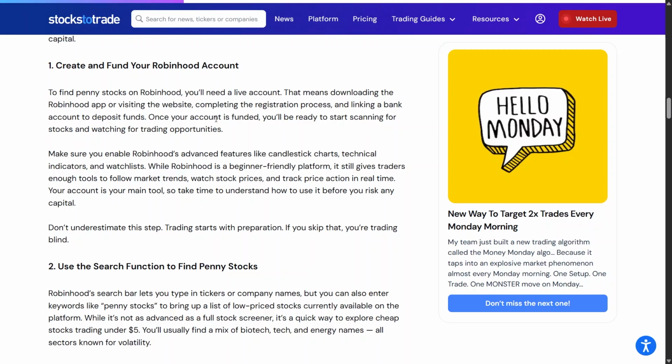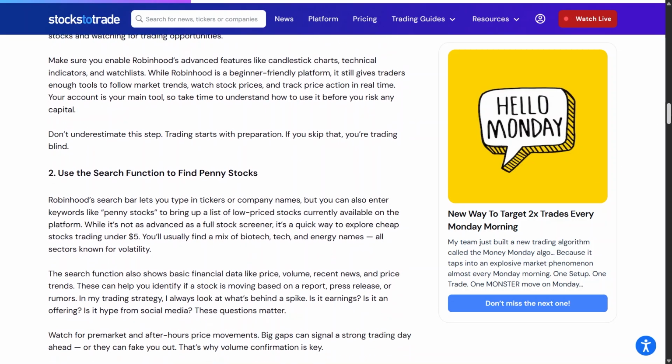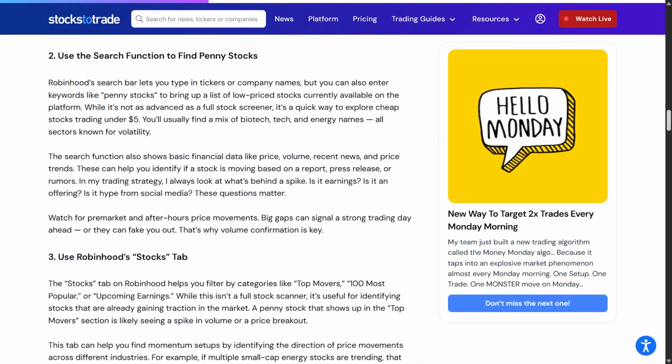Remember that penny stocks are generally better suited for short-term trading than long-term investing because they can rise or fall very quickly. Always manage your risk by investing only a small portion of your portfolio in highly volatile stocks and never rely solely on social media hype or rumors when making trading decisions.